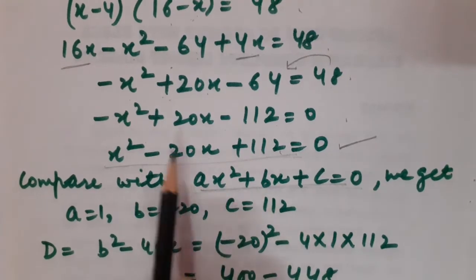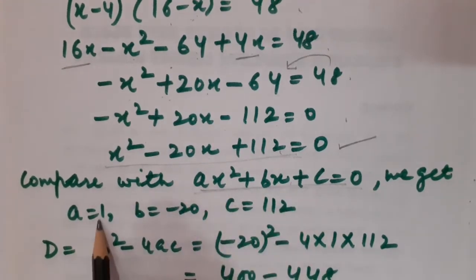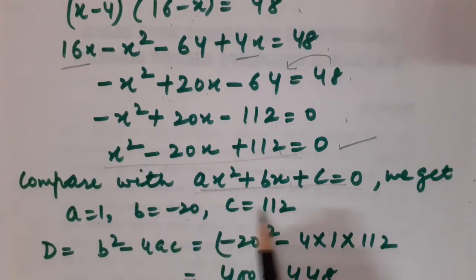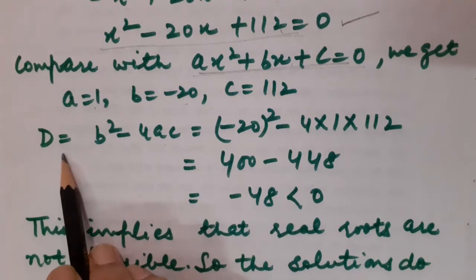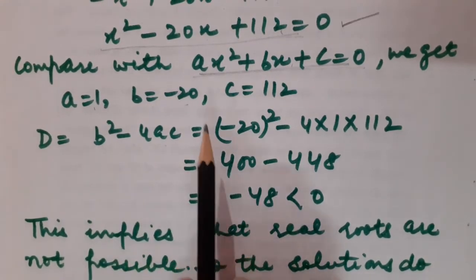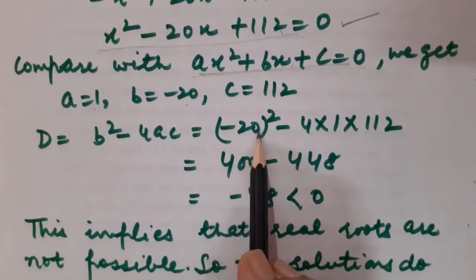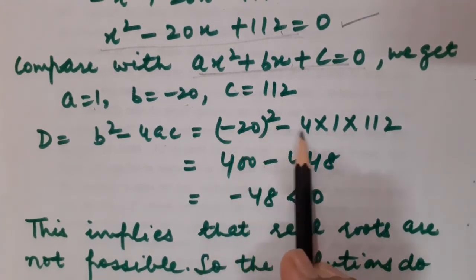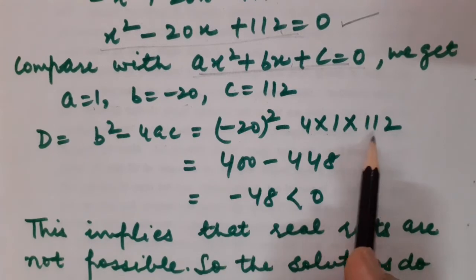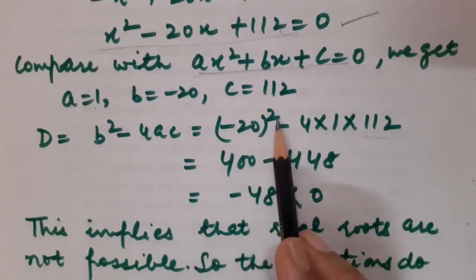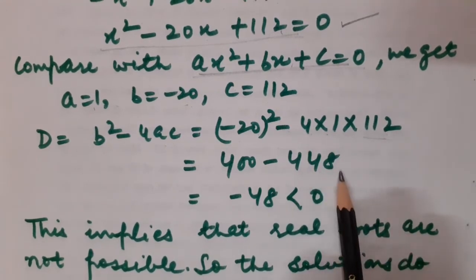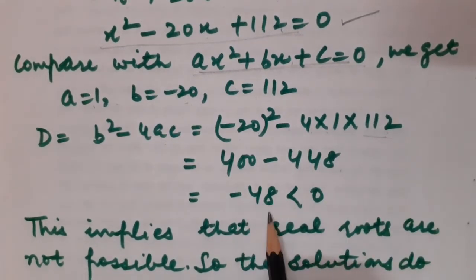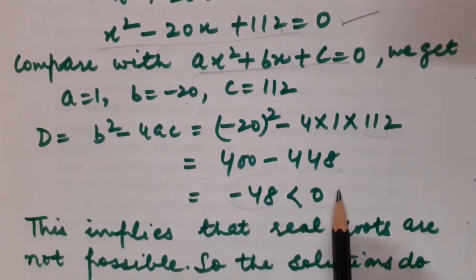So while comparing both of them, I am going to get a is equal to 1, b is equal to minus 20 and c is equal to 112. So let us find D, that is b square minus 4ac is equal to, at place of b you will be writing minus 20, whole square, minus 4 into a into c. Correct? So minus 20 whole square will give you 400, minus 4 into 112 will give you 448. So you will be getting minus 48. Correct? Children, because D is negative, so definitely this is less than 0.